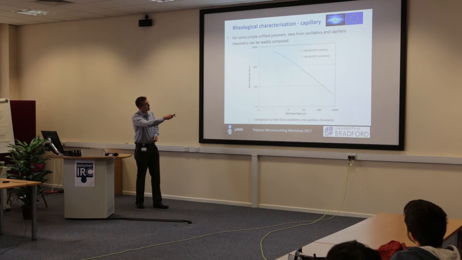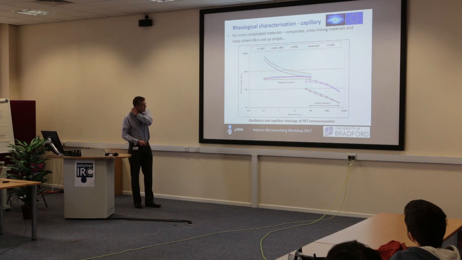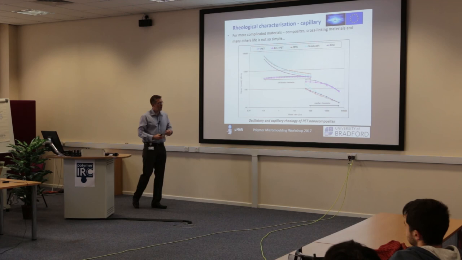If we look at more complicated materials, that's not always the case. So this is some data for PET, which is a little bit more of a complicated material anyway, and this is a nanocomposite, so it has some nano clay materials inside it as well. This is the data from the oscillatory rheometer, and this is data from the capillary. Adding the clay has had a big effect on the material, but you can see there are gaps between the data from the capillary and the oscillatory rheometer. This is just because of the different types of flow regimes we're making the test under. So we have to be a little bit careful when we're directly comparing data from the two different types of flows.